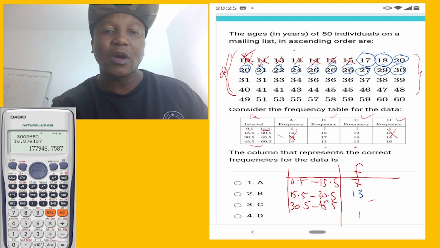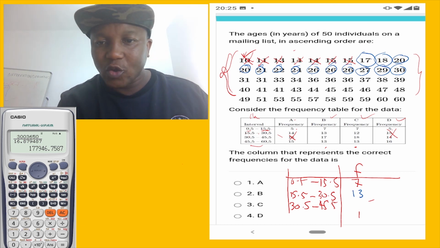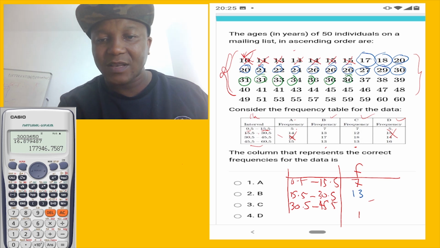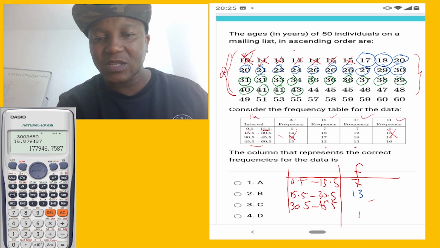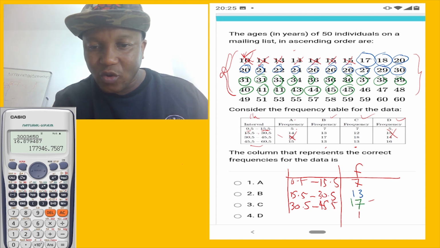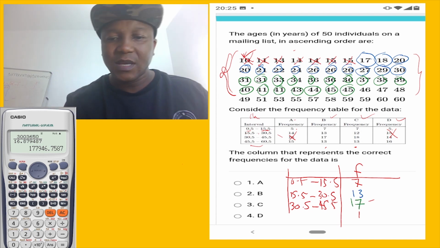So I'm going to use another color, right? Let's use another color. So this is going to be 1, 2, 3, 4, 5, 6, 7, 8, 9, 10, 11, 12, 13, 14, 15, 16, 17. So this is going to be 17. All right. Now, let's go to the next.